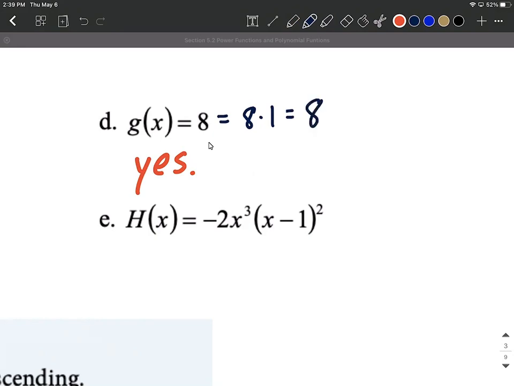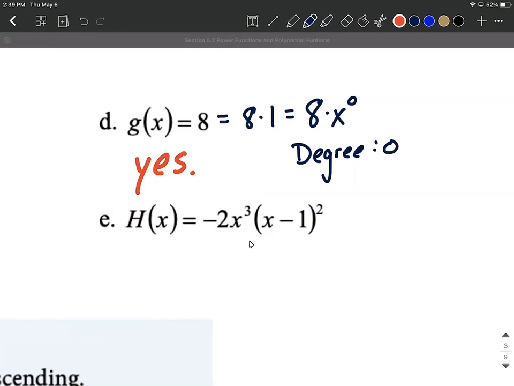And 1, using an exponent rule, anything raised to the 0 power is equivalent to 1. So this could actually be rewritten as 8 multiplied by x to the 0 power. This would be a degree 0 polynomial. We'll talk about degrees in just a second, but this would be a degree 0 monomial because it's a single term. And monomials are polynomials.